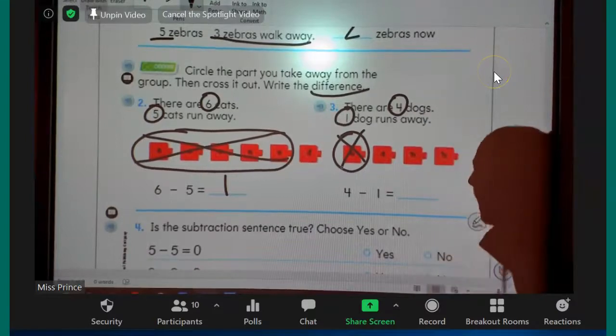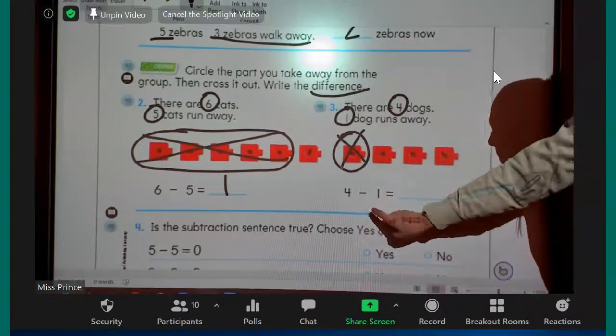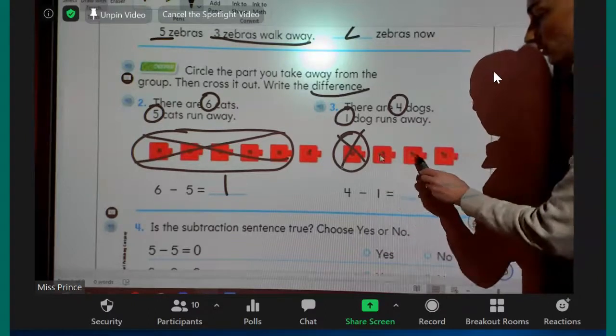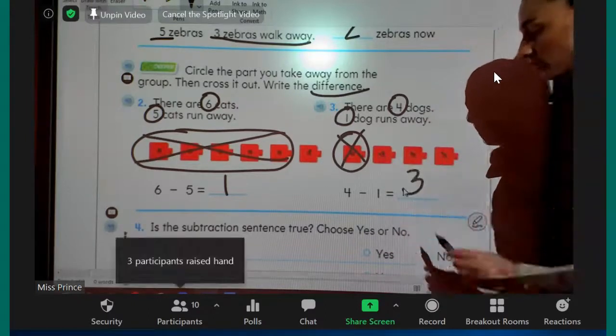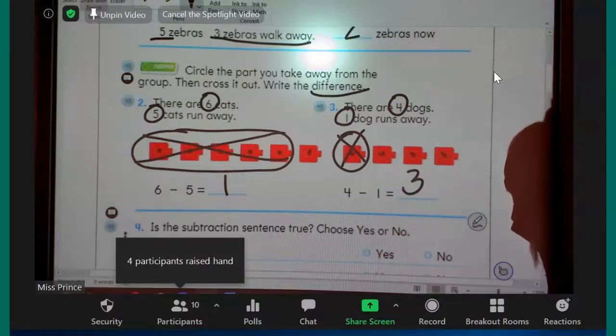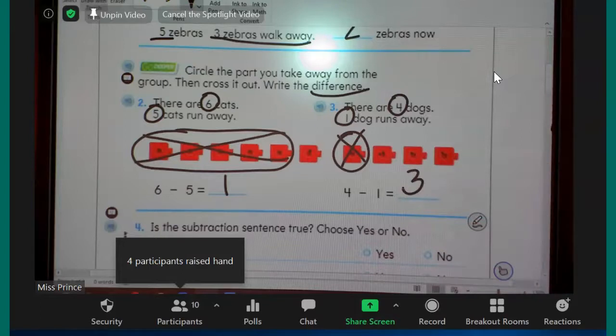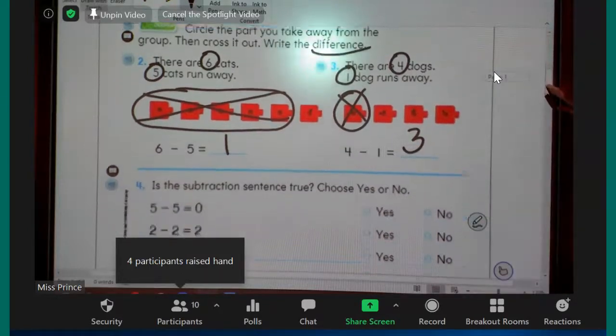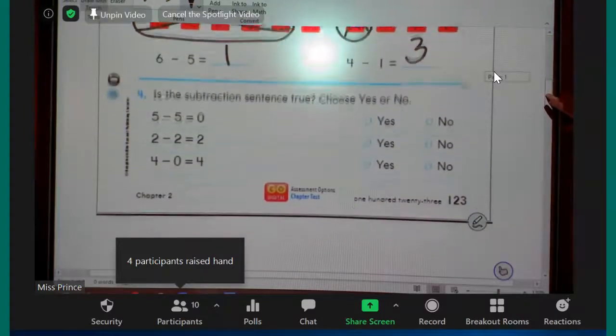Zayden, can you tell me how many are left over after we took away 1? 3. 1, 2, 3. So we would say 4 minus 1 equals 3. All right, we're going to go to the next page. Oh, there's still one more problem down here.